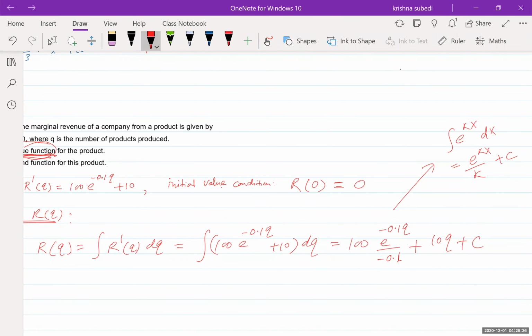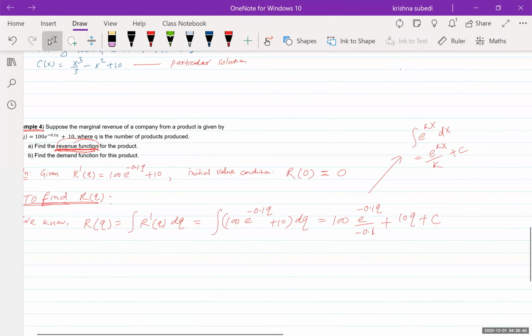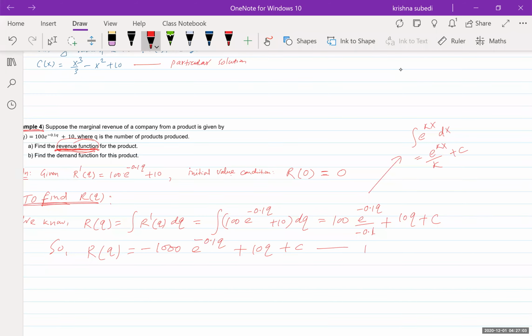So that is your antiderivative. Let me write this in a nice way. I got R of Q equals 100 divided by negative 0.1. That's going to give me negative 1000 e raised to power negative 0.1 q plus 10q plus c. This is my equation 1.